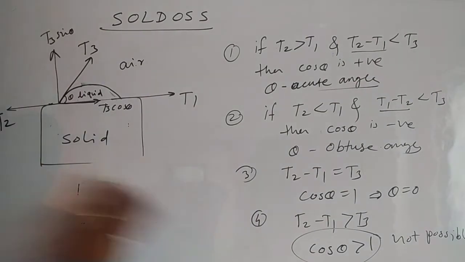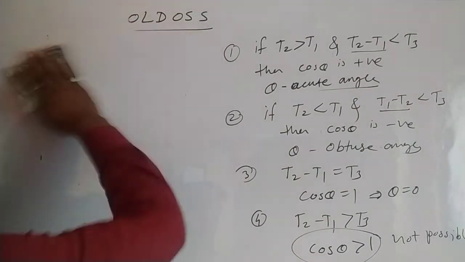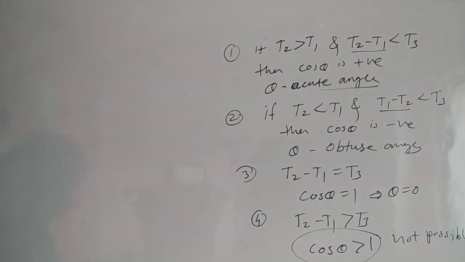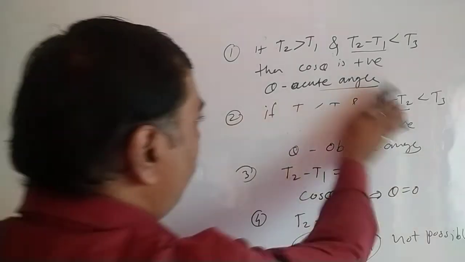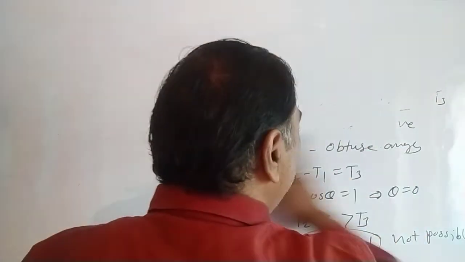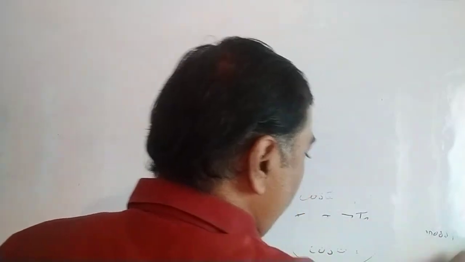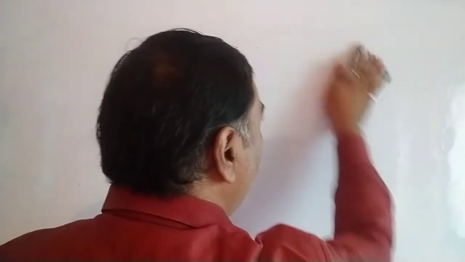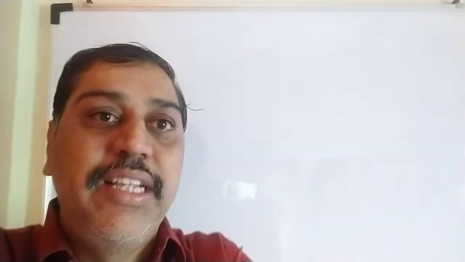Now let's go to the next topic of the same. I have just mentioned some factors which affect the angle of contact. This angle of contact we have seen when it becomes acute, when it becomes obtuse, when it becomes 0, when it becomes 90 degrees. That part we have finished. Now what we have to see is what are the factors which are affecting the angle of contact.